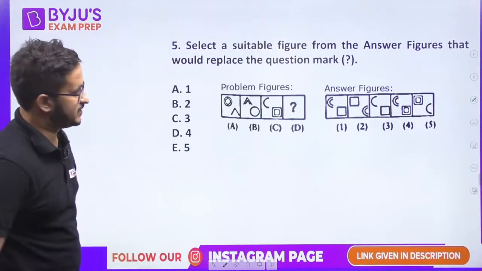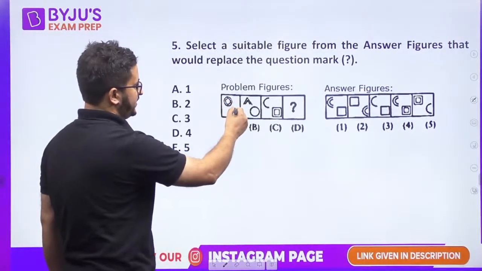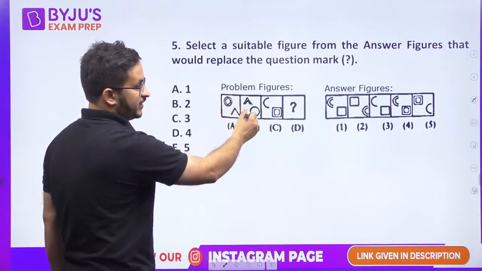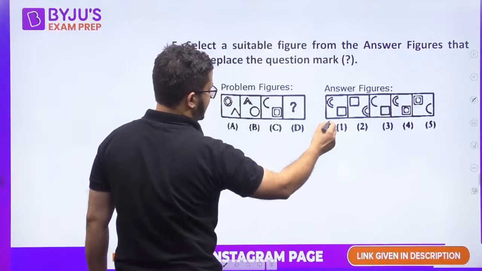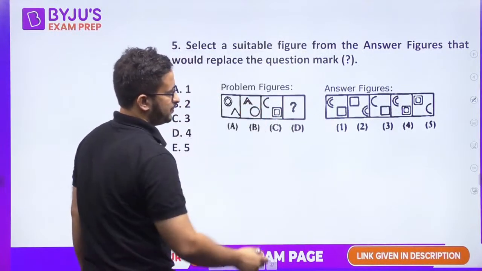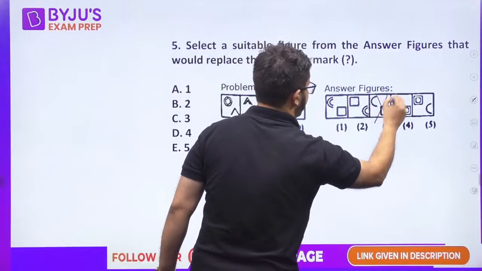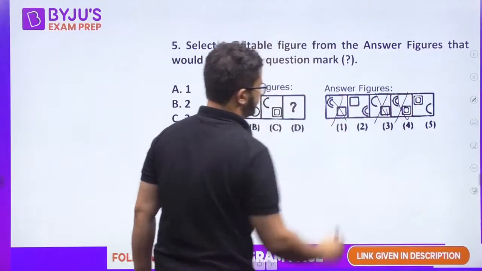So first thing first is they are swapping the position, right? This arrow is going to top, this circle is coming down. Okay, so they will swap the position. C should come down and the square should go up. Okay, so if square is down, that means it is incorrect.